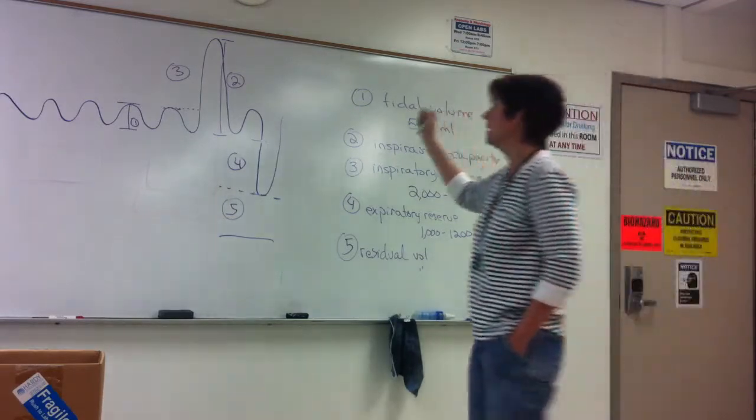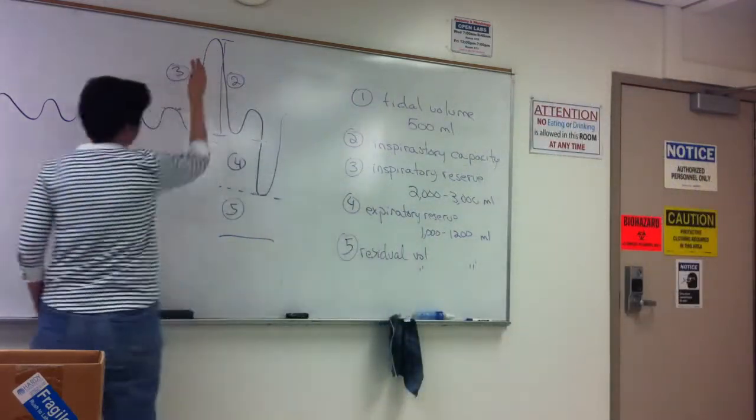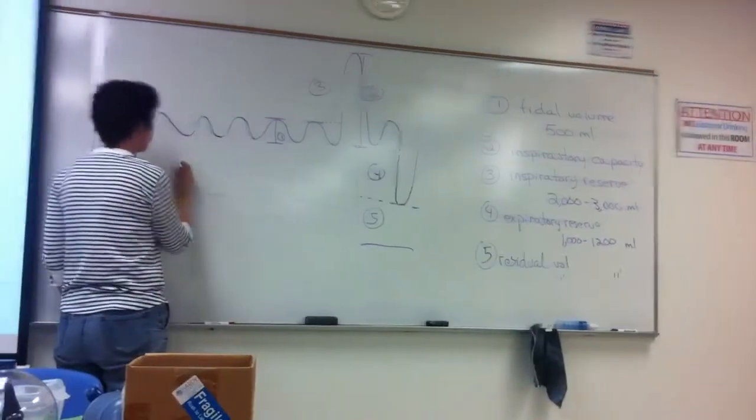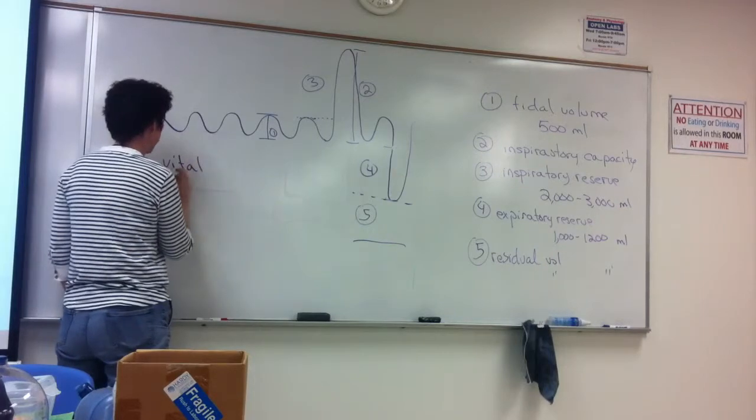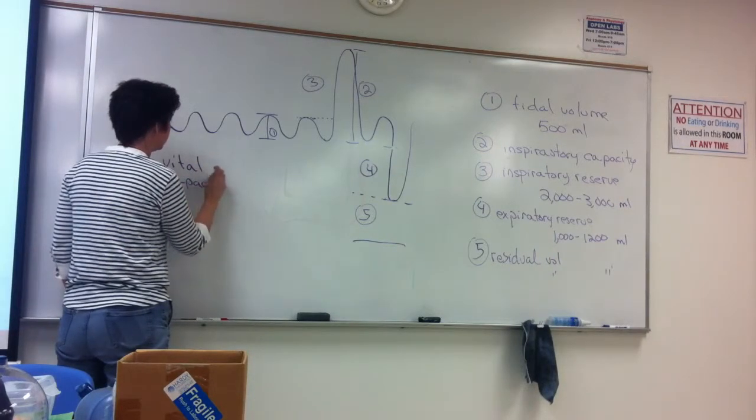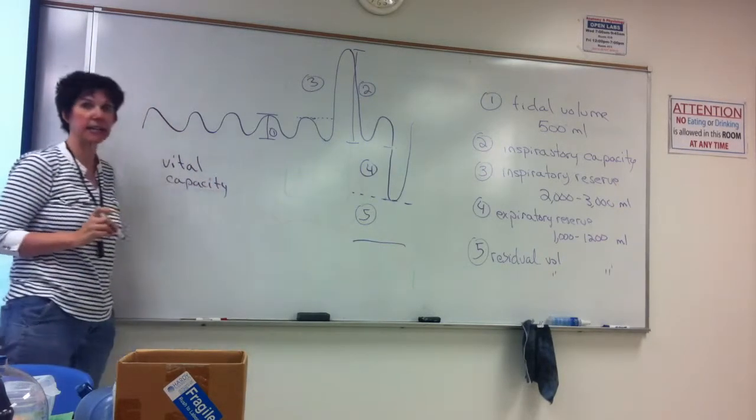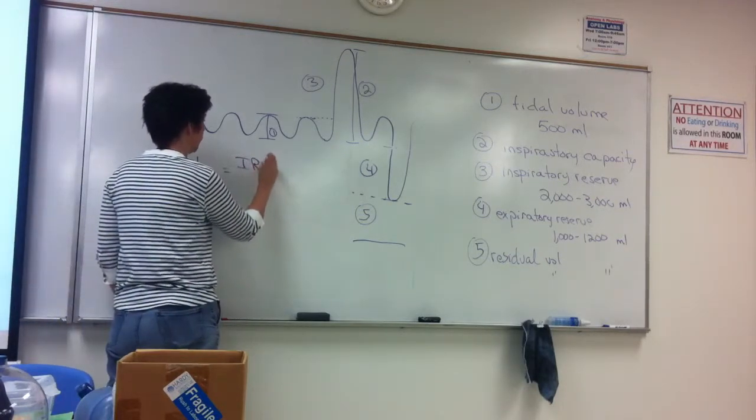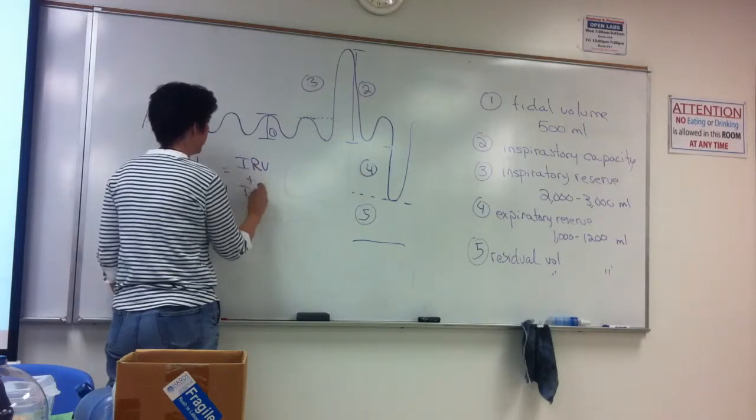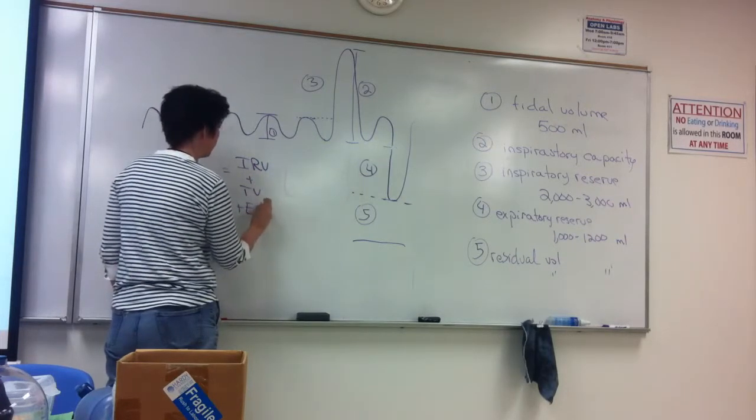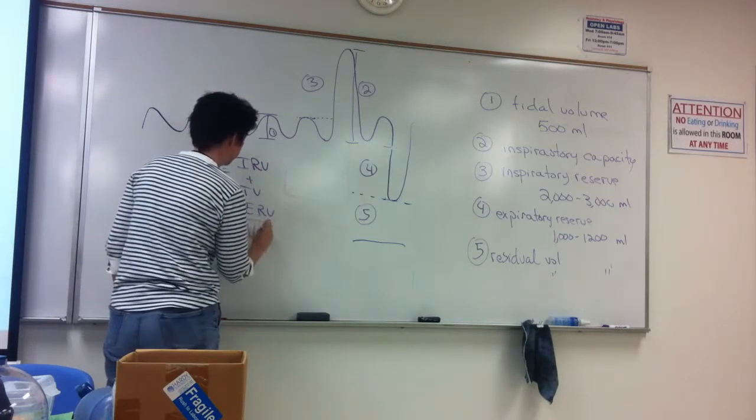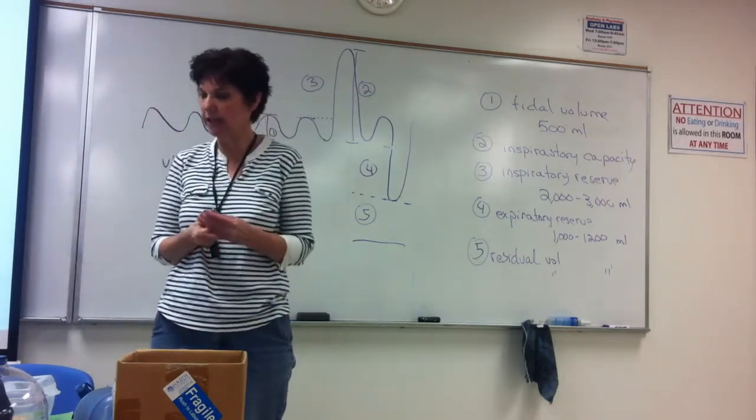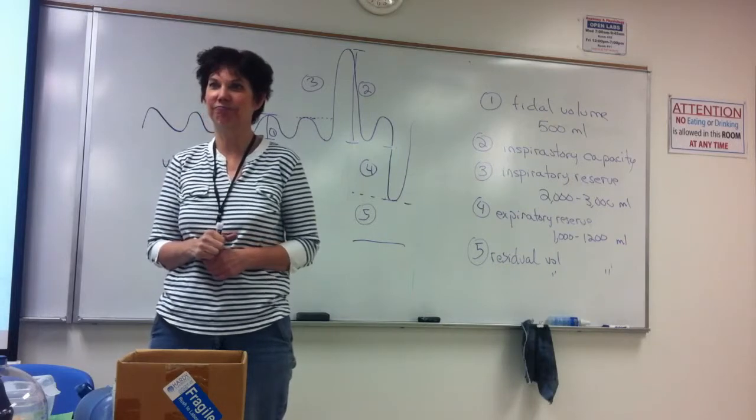If we add inspiratory reserve to tidal volume to expiratory reserve, we get the maximum amount of air that you can move in and out of your lungs, and that's defined as vital capacity. So it's equal to inspiratory reserve volume plus tidal volume plus expiratory reserve volume. And you'll notice on the chart that it says average is 4,800 mils.